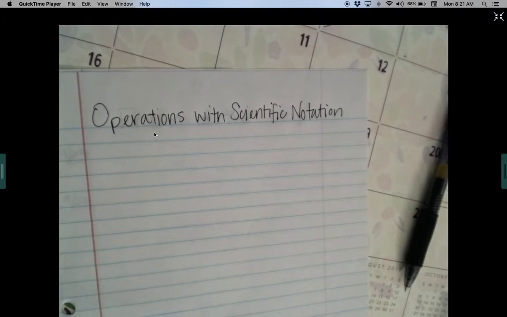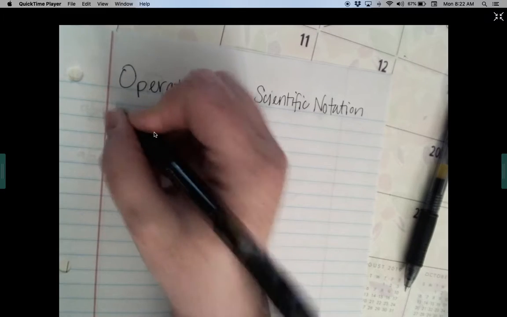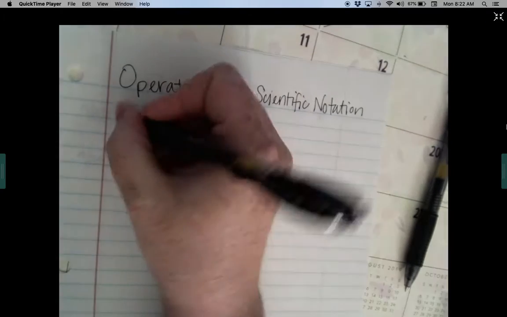Okay. So we've talked about converting from regular notation to scientific, from scientific to regular. We've talked about comparing scientific notation. We've talked about ordering scientific notation. And now we're going to do operating with scientific notation. So your test over scientific notation will have all of those things. Okay, first let's talk about what an operation is.